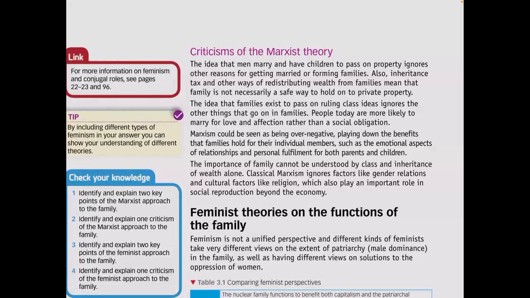If you are a working class family and your family pushes you to do something great, you might push through the barriers and become middle class and beat the capitalists. So what about those things? They're saying the importance of families cannot be understood by class and inheritance of wealth alone. Classical Marxism ignores things such as gender relations and cultural factors like religion, etc.